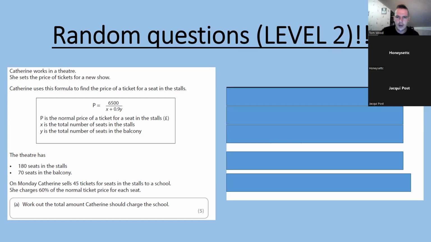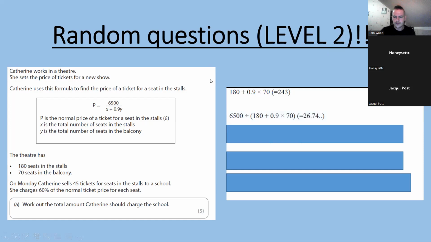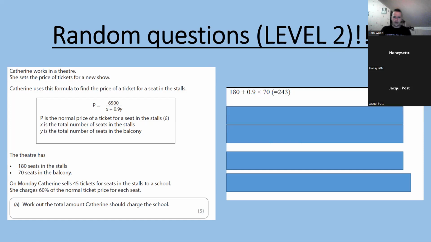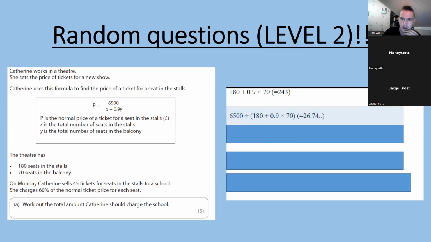So first of all, then, what we're looking at is this part of the formula, the bottom part of it. So I've got x is 180 plus 0.9 lots of y, which is 70. So I can work that out there. Putting the information in and completing that first sum is going to get you one of the marks there. So the bottom value there is going to be 243. We then need to have 6,500 divided by that amount.